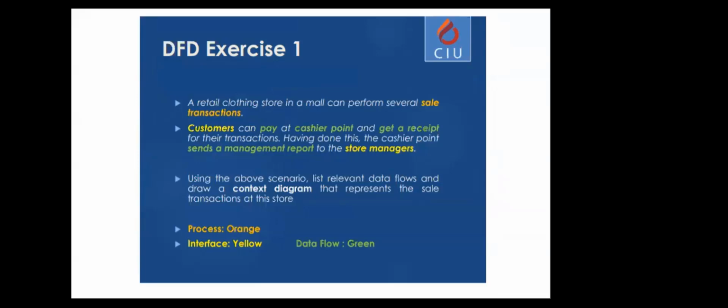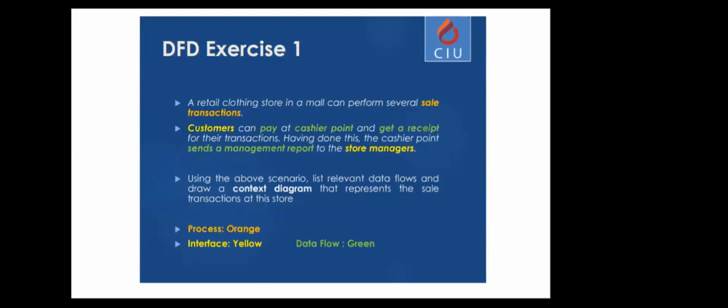So here is an exercise. A retail clothing store in a mall can perform several sale transactions. Customers can pay at the cashier point and get a receipt of their transactions. Having done this, the cashier point sends a management report to the store managers. Using the above scenario, list relevant data flows and draw a context diagram that represents the sale transaction at this store.